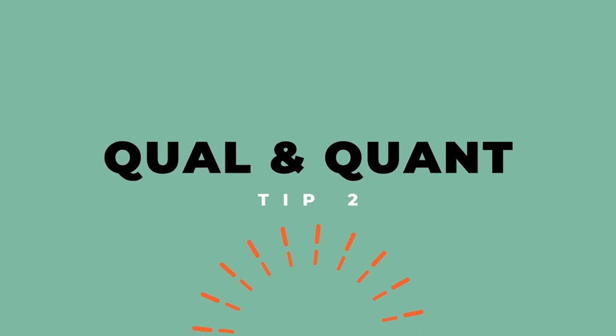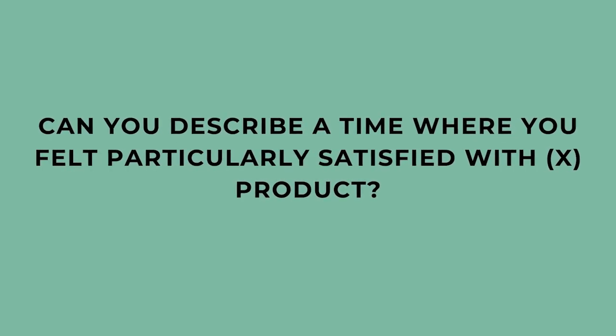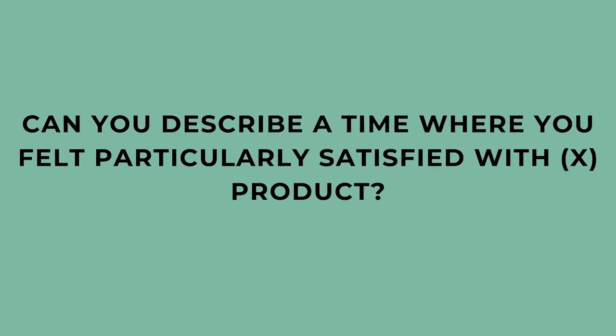Some things to keep in mind when creating your discussion guide is that you want to include both qualitative and quantitative questions, because these will help you understand feelings and values and things that are a little bit more difficult to measure. For example, a qualitative question that you might ask is, can you describe a time where you felt particularly satisfied with X product? As you can see, this question isn't necessarily something you can measure, but it is equally as important to your research.